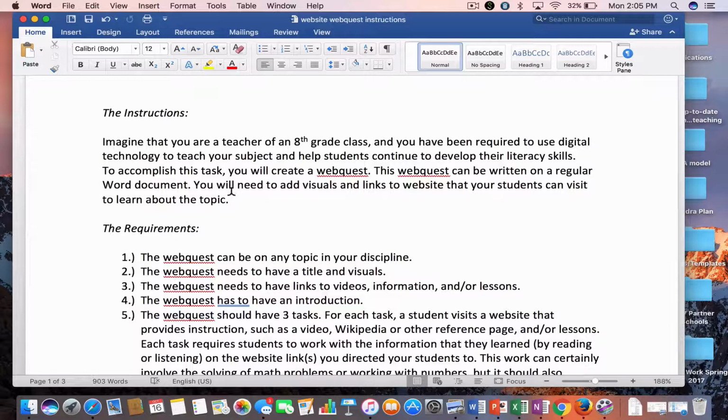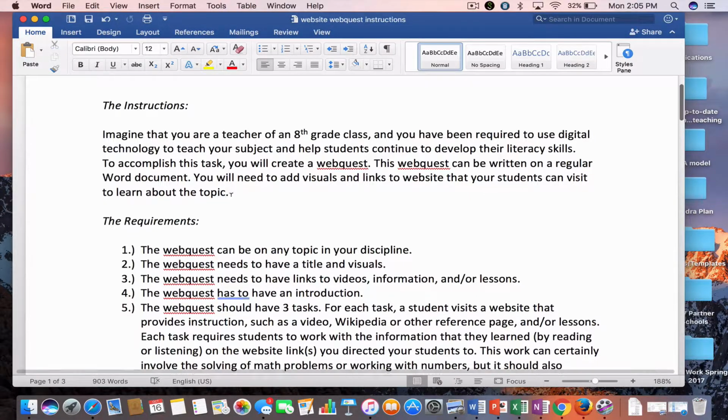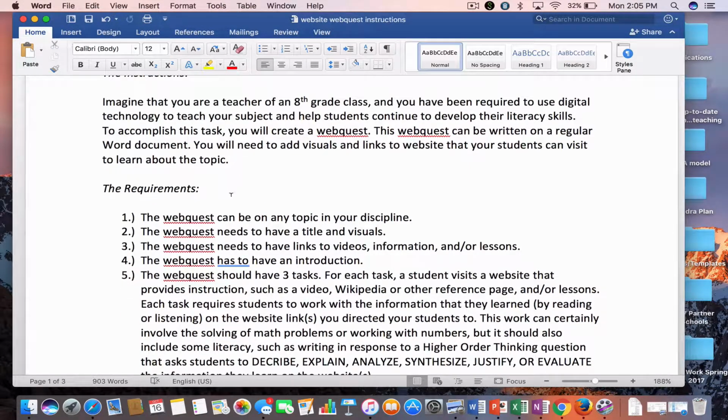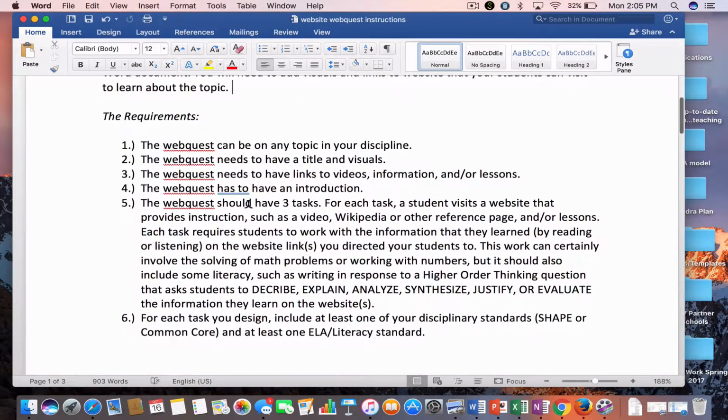This Word document is going to include visuals and also links to websites, so live links to websites that your students can visit to learn about the topic that you're going to teach. So we're going to go through the requirements and a little example. The webquest, as I said just a second ago, is going to be on any topic in your discipline.